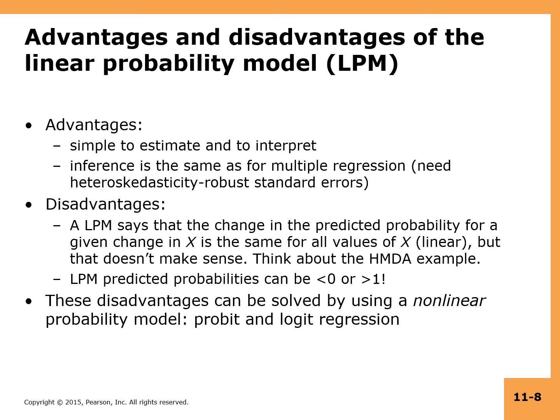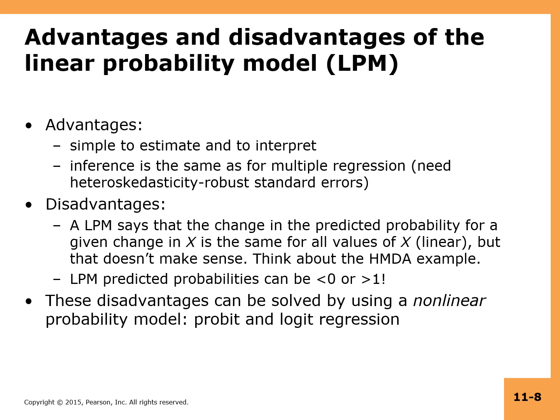Some of the disadvantages of using the linear probability model is that, because the model is linear, it predicts that the probability for a given change in x is the same for all values. So in other words, in the case of the HMDA example, when the PI ratio increases from 0.8 to 0.9, how much the denial rate increases is the same as when the PI ratio increases from, say, 0.3 to 0.4.